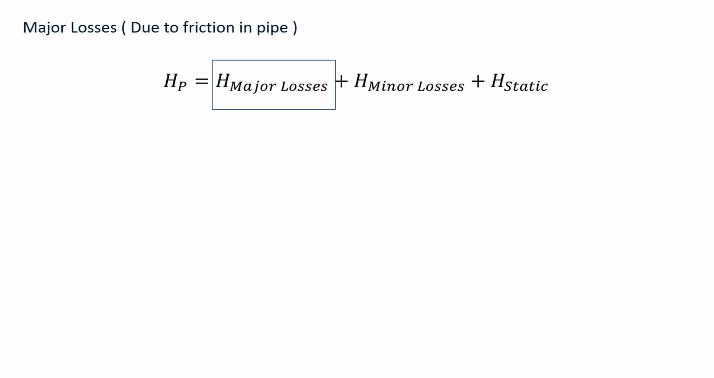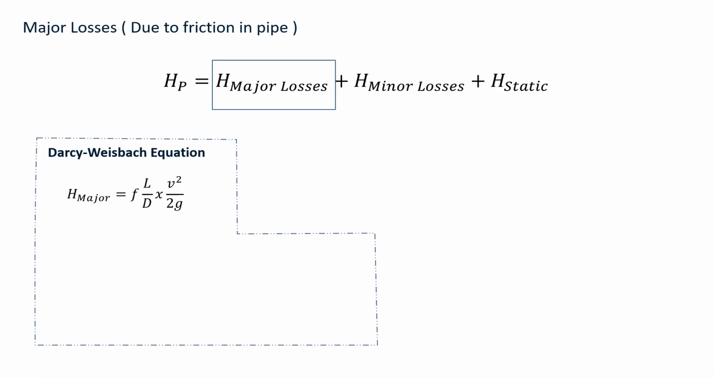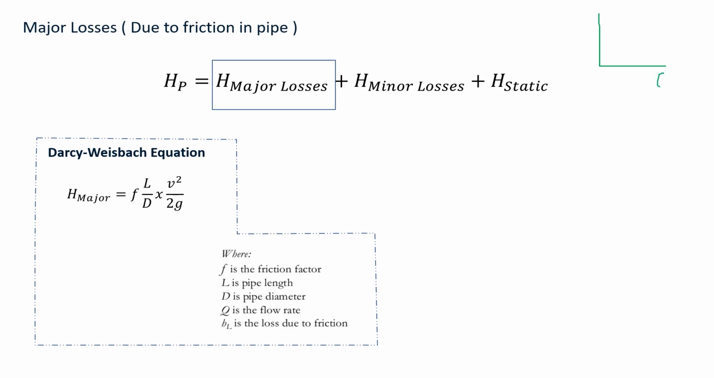The major losses due to friction in the pipe can be calculated by the Darcy equation. So in Darcy's equation, the friction factor is multiplied by L over D multiplied by the velocity head, which is V squared over 2g. Now, if you go back to the curve, you will find that in the x-axis, we have the flow rate, which is Q, and in the y-axis, we have head. So in this equation, we need to have Q, which is flow rate.